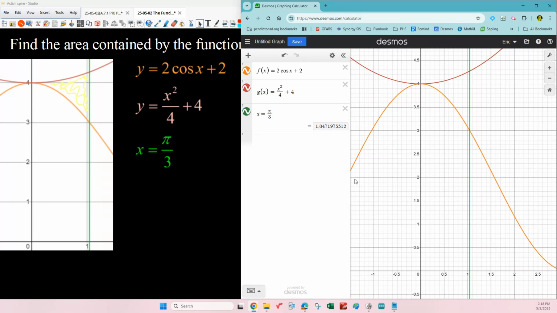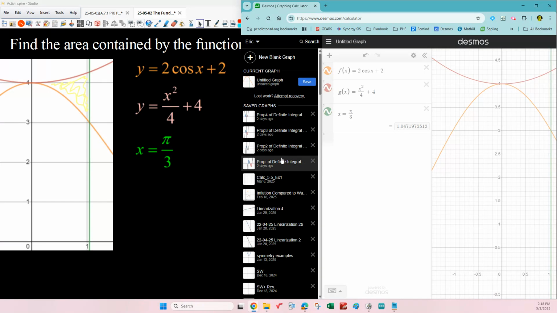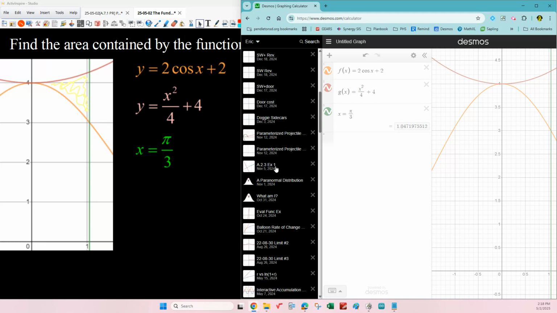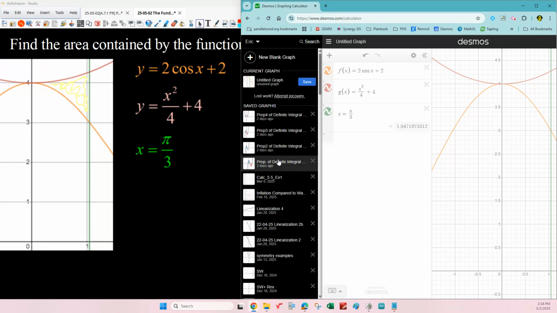Okay, so now let's add up the areas under these. So, oh man, do I not have one of these set up? I do. Oh yeah, I'm just going to cheat. I'm going to use this one.